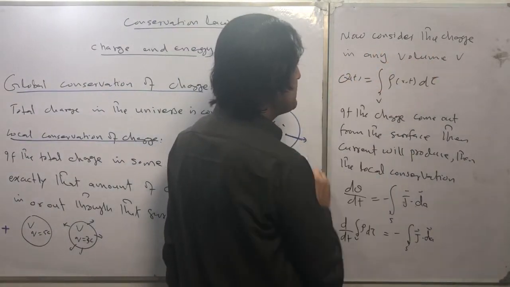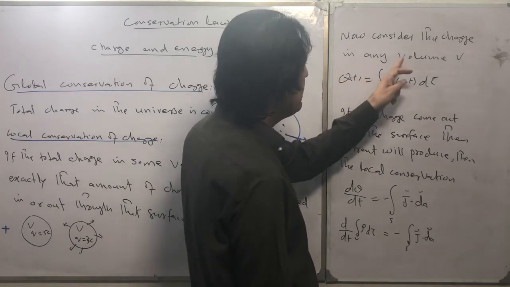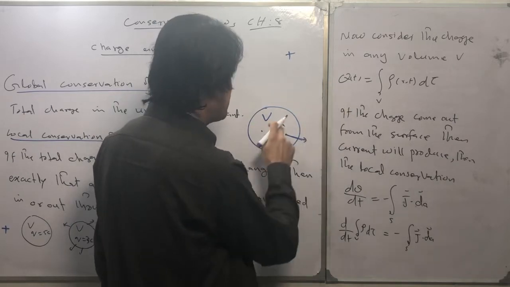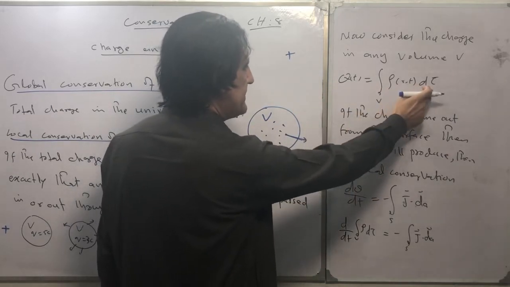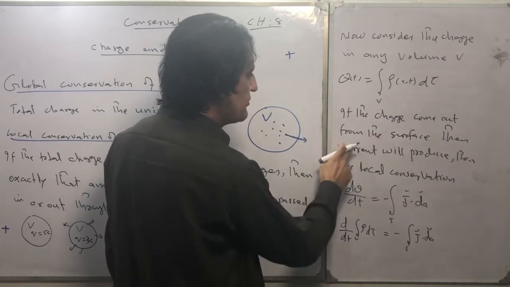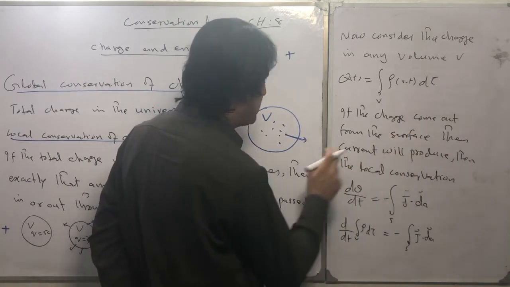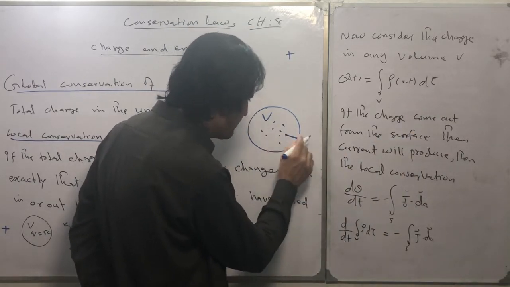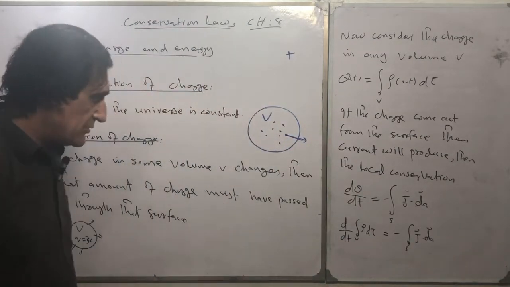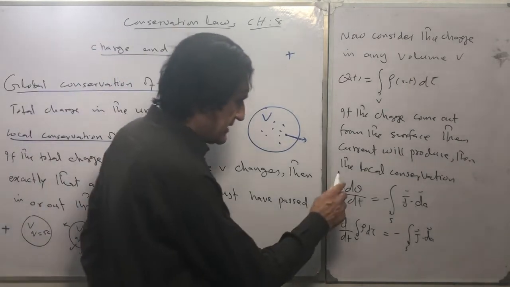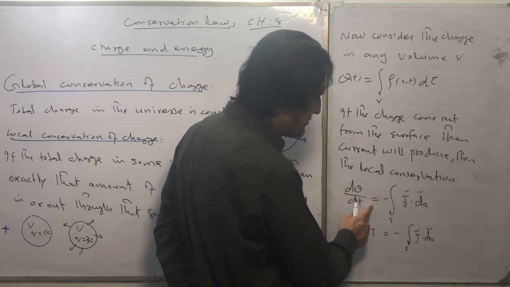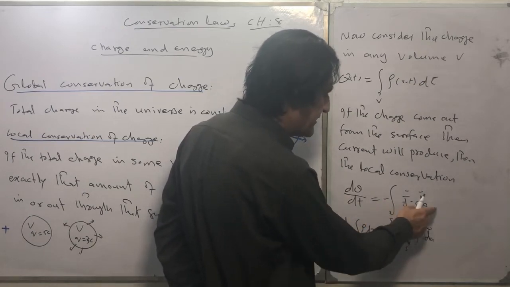Now we consider the charge in any volume V. We have this volume V, and the charge is rho d tau, because this is the total charge inside this volume. If the charge comes out through the surface, then a current will be produced. If this charge starts moving out of this volume, it will produce a current. Then for local conservation we can write dQ divided by dt, which is equal to minus the integral of J dot dA.